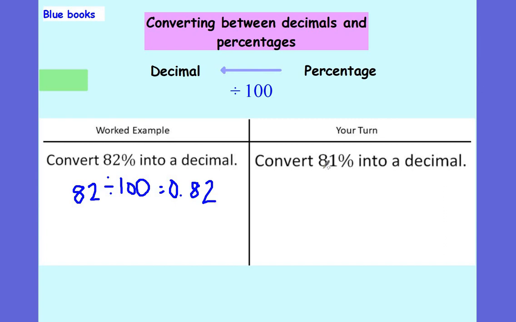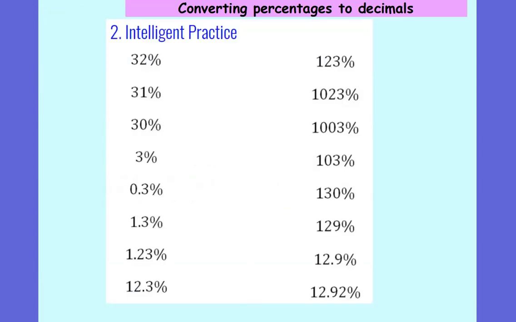Over to you in your dark blue books. Can you convert 81% to a decimal for me? Okay, hopefully you'll have done 81 divided by 100, which gives me 0.81. So now we've learnt how to convert a fraction into a percentage and then take that percentage and turn it into a decimal. Pause the video and in your light blue books, can you have a go at these questions for me? Spend about 5-10 minutes on them, shouldn't take you long.